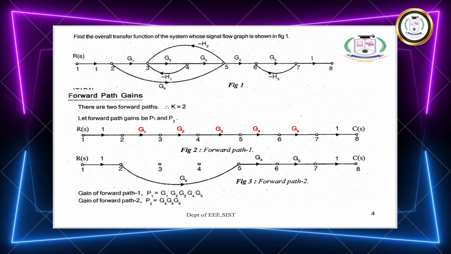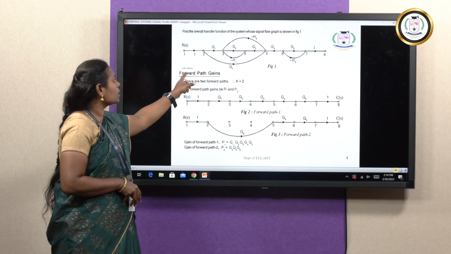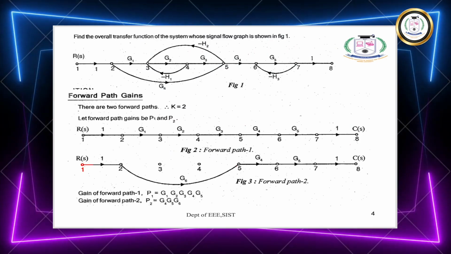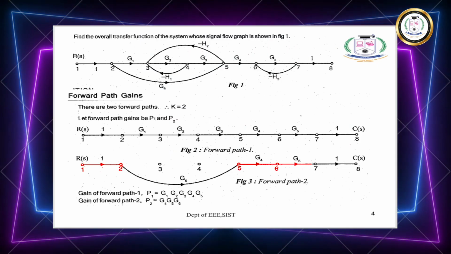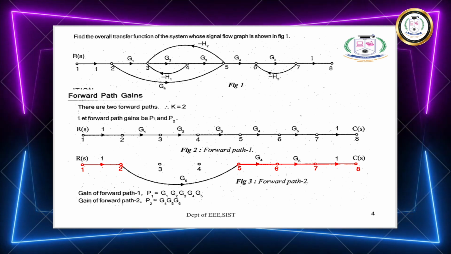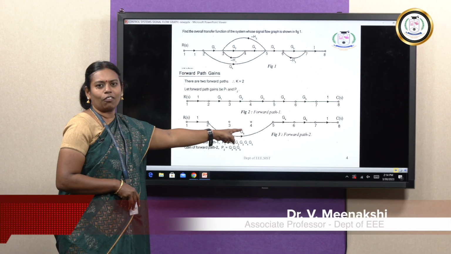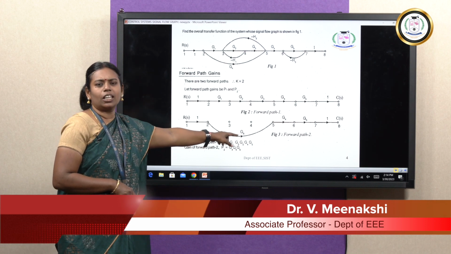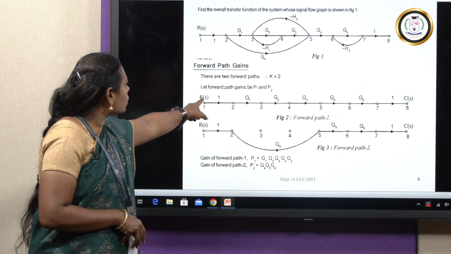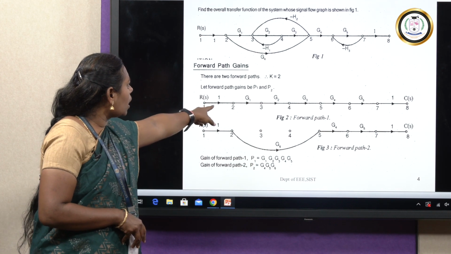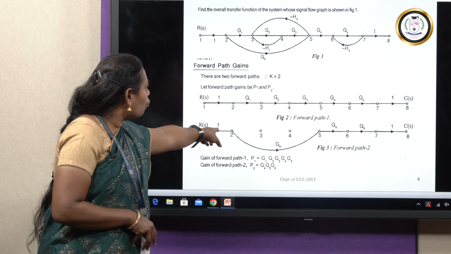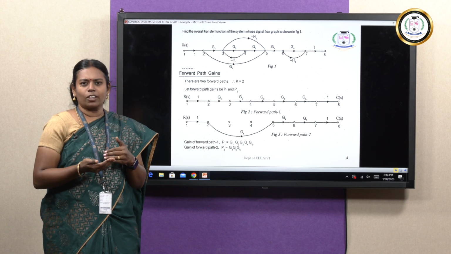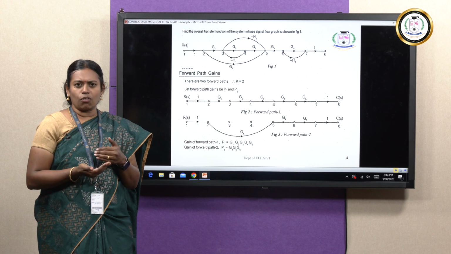So this is the gain of your first forward path for this problem. The second forward path is nothing but 1, 2, 5, 6, 7 and 8. If you look over this forward path, you can see that all the arrow marks are pointing in the forward direction. If you look at both diagrams, all the arrow marks are pointing in the forward direction. Whenever the arrow marks are pointing in the forward direction, that will be considered as a forward path.